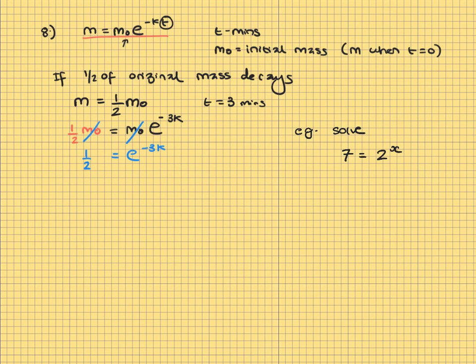Now, one way of solving that is to say that log to the base 2 of 7 is equal to x. Well, we do something similar here, except we take log to the base e. So I would say log to the base e of a half is equal to log to the base e of e to the negative 3k. Now, of course, on the right-hand side, this cancels to give us negative 3k.